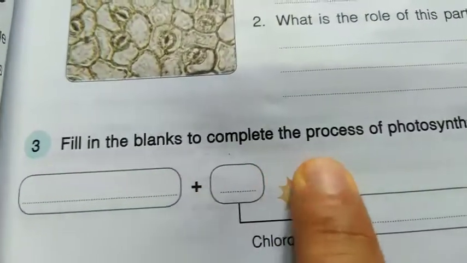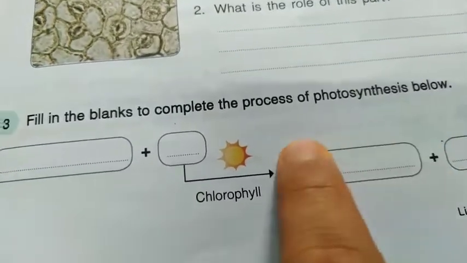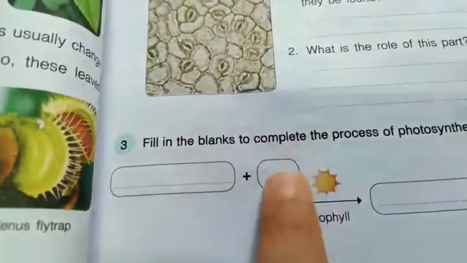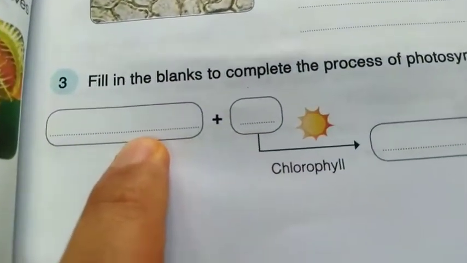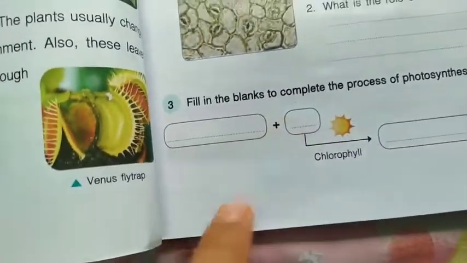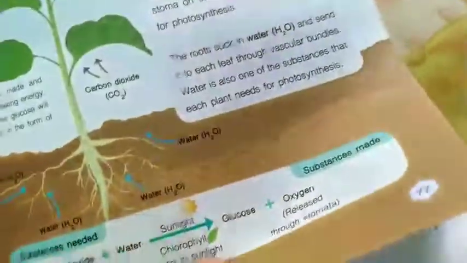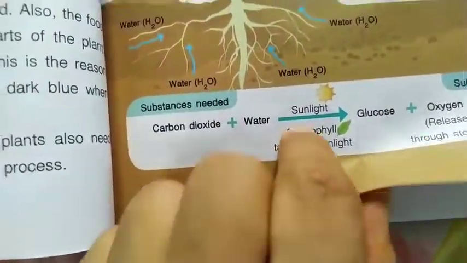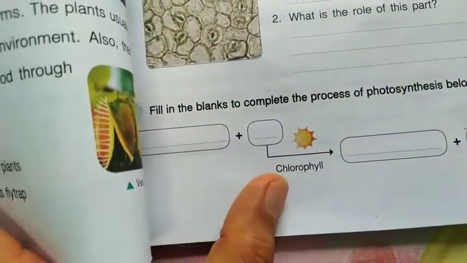Fill in the blanks to complete the process of photosynthesis below. So this is the one. It's being answered here. Look at here. Review. You have the carbon dioxide plus what? You can review in here. Carbon dioxide plus water plus sunlight plus chlorophyll becomes glucose plus oxygen. Okay, you can write it here.